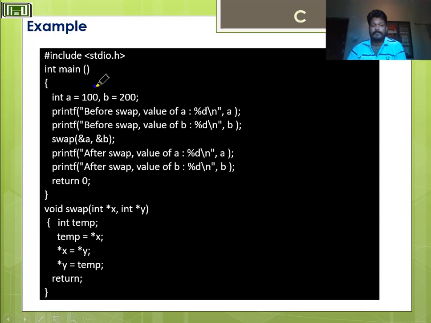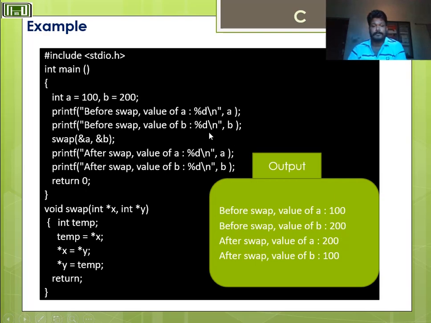So the same example, a is equal to 100, b is equal to 200. Before swapping, the values are displayed. Then after swapping, here the reference is passed, that is &a, &b. These pointers are received in the function as *x and *y. Then the values get swapped in the function. So we get the output like this: before swap values 100, 200, then after swap values 200, 100. The same way, just the input is different from the previous.